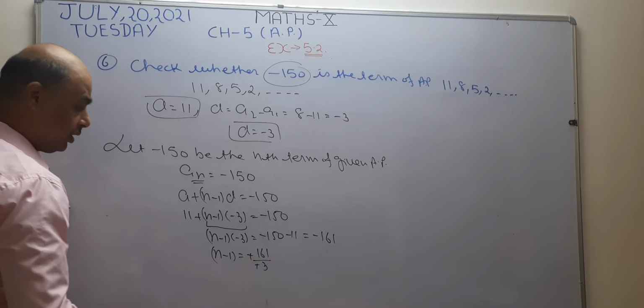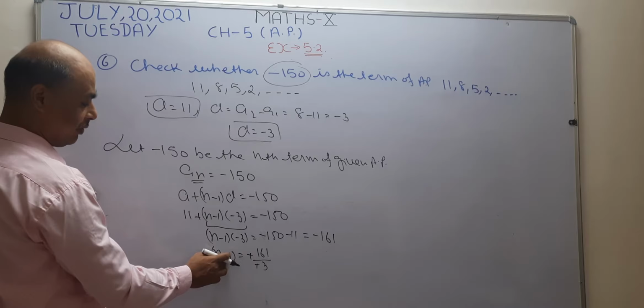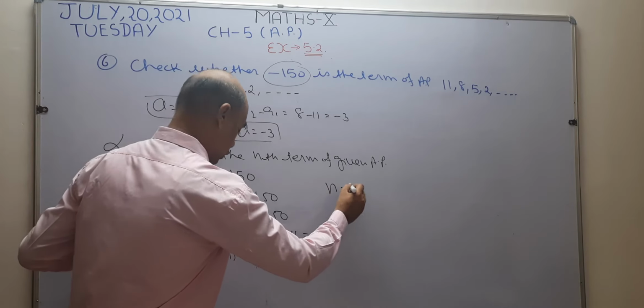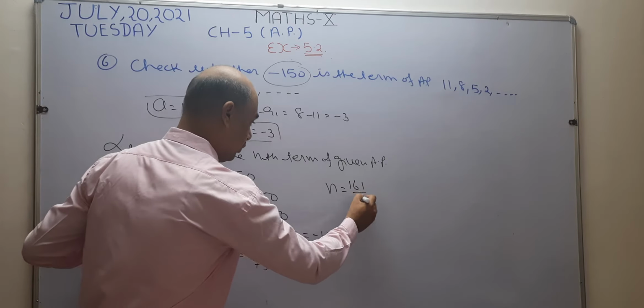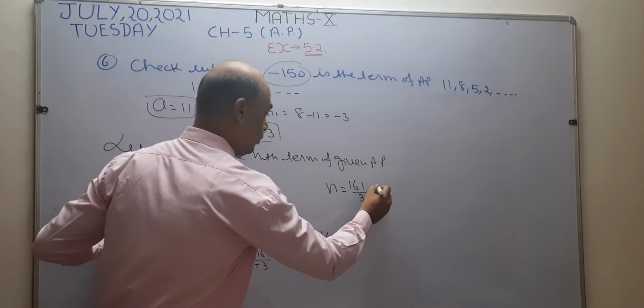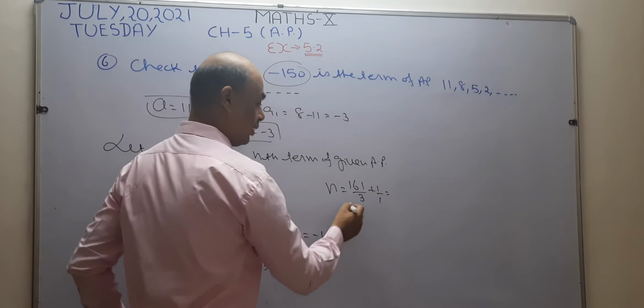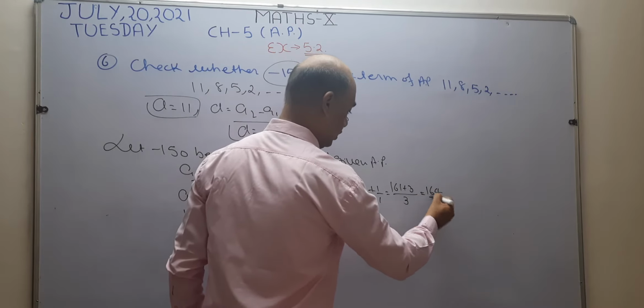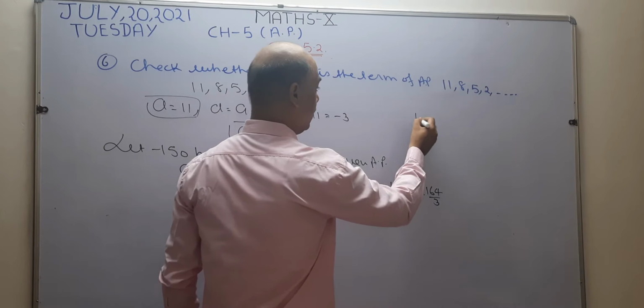Now I want to find the value of n. For finding the value of n, I take this negative 1 from left to right. So this becomes n equal to 161 upon 3 plus 1. This negative number becomes positive. So I take the LCM of 3 and 1. LCM of 3 and 1 is 3. 3 is cancelled with 3. What is left? 161. 1 is there, so it is going to multiply with its LCM. So 3 ones are 3. So this becomes 164 by 3. So the value of n becomes 164 by 3.